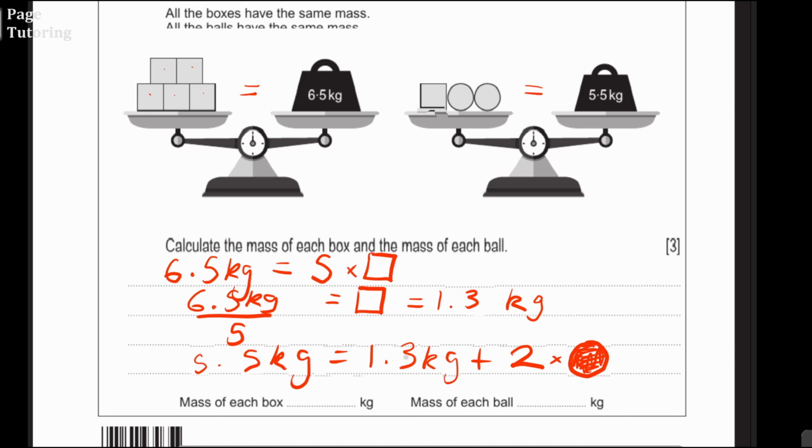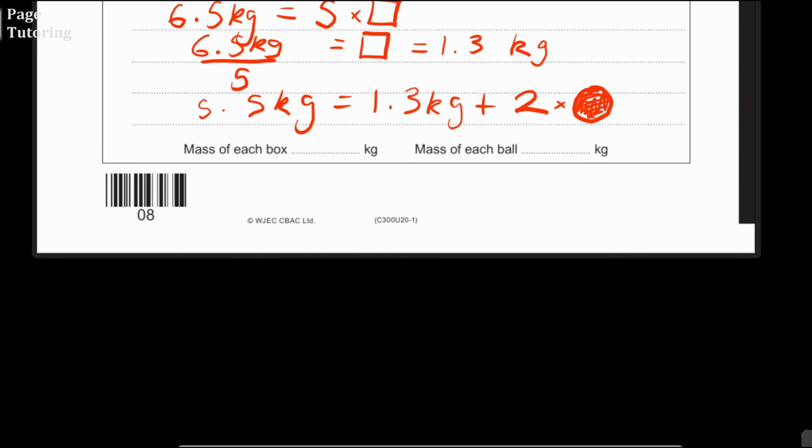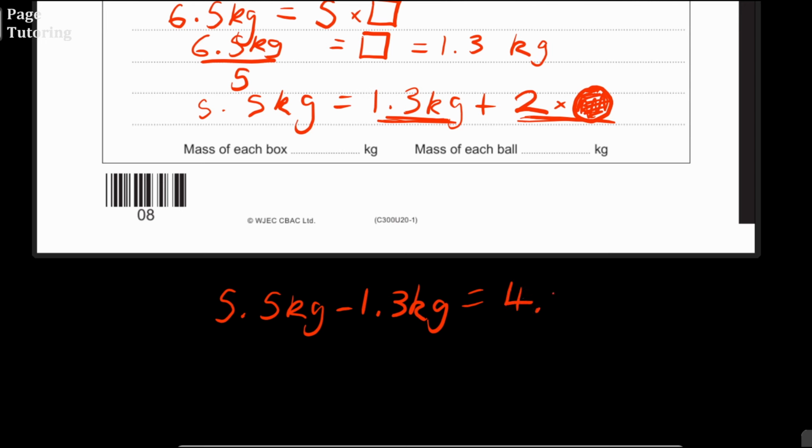Okay, well, what do I do first? I'm running out of room here, so I'm going to go down. Well, first, I want to get it so I only have these circles on one side. I want to take away the weight of this cube. So I'm going to do 5.5 kilograms minus 1.3 kilograms. So that would be 4.2 kilograms, which I did in my head, but you can do with a calculator. Okay, so that's equal to 2 circles.